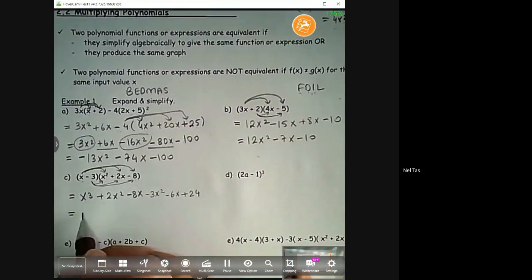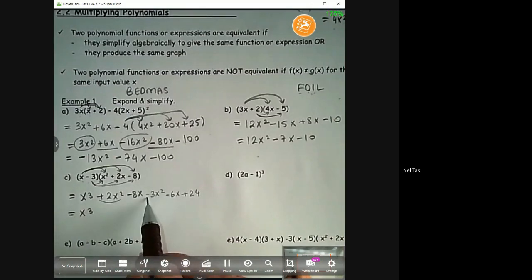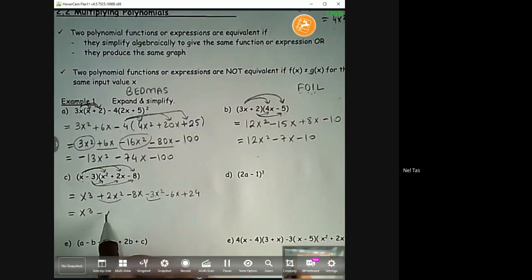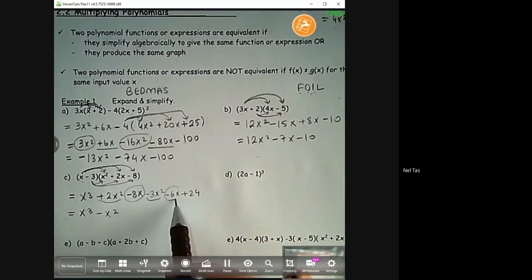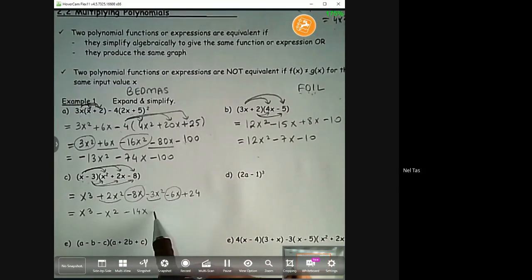So we have x cubed, we have positive 2x squared minus 3x squared, so minus x squared. Then we have negative 8x, negative 6x, negative 14x, and finally we have 24.